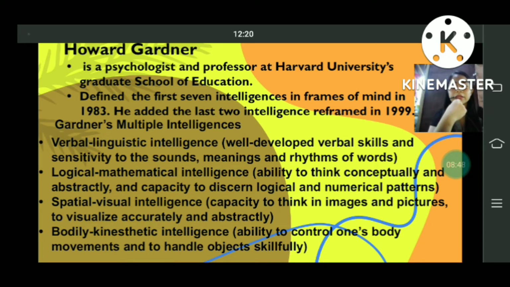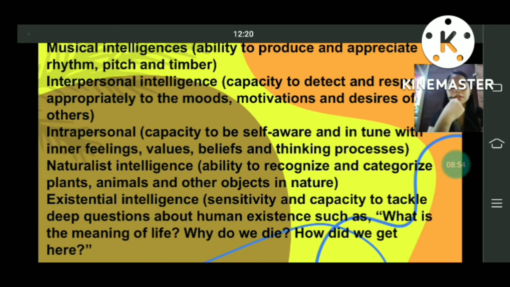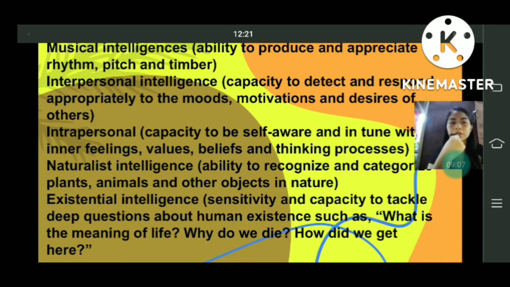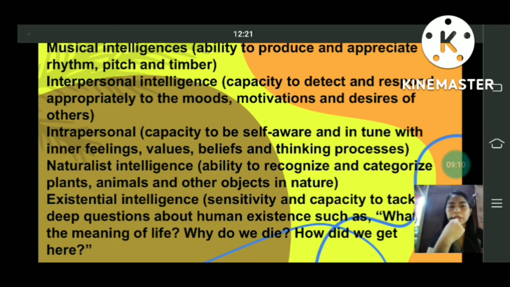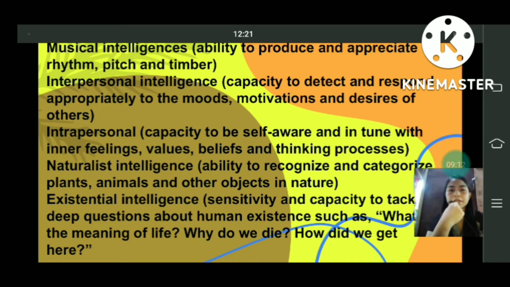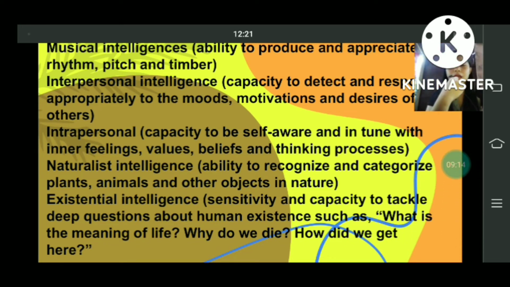And fourth, bodily-kinesthetic intelligence. It is the ability to control one's body movements and to handle objects skillfully. And fifth, musical intelligence. It is the ability to produce and appreciate rhythm, pitch, and timbre. Sixth, personal intelligence. It is the capacity to detect and respond appropriately to the moods, motivations, and desires of others.